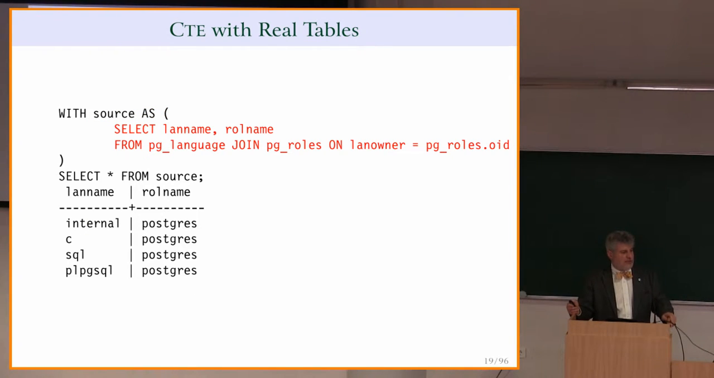Let's do it a little more fancy. I've given you some really simple examples. This one is actually querying the system tables. It's a very silly example, but I wanted to show you how to do it. So we have our select with source as, and in red we do a query, and at the bottom, in the main query, we just select from the source. There's no reason to do this. It's not faster, it's probably slower. I'm just showing you a real query on a real table, and then the main query is just querying from that table.